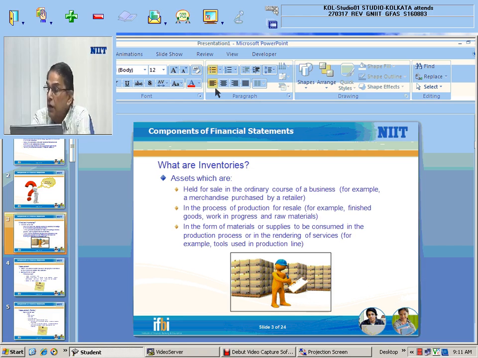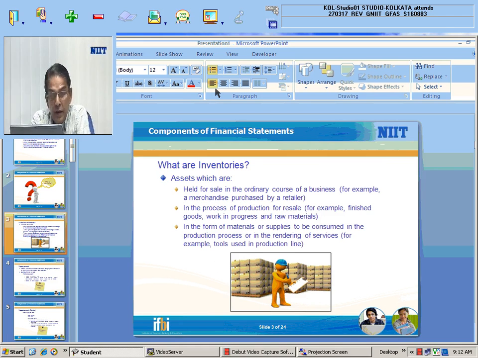IAS 2 applies to all inventories. First, you have to remember IAS 2 applies to all inventories. Some do not come under IAS 2. The types of inventories which do not come under IAS 2 are agricultural produce, which are referred to as biological assets. They are not covered under IAS 2, they are covered under a separate accounting standard called IAS 41, which will not be covered through this course.